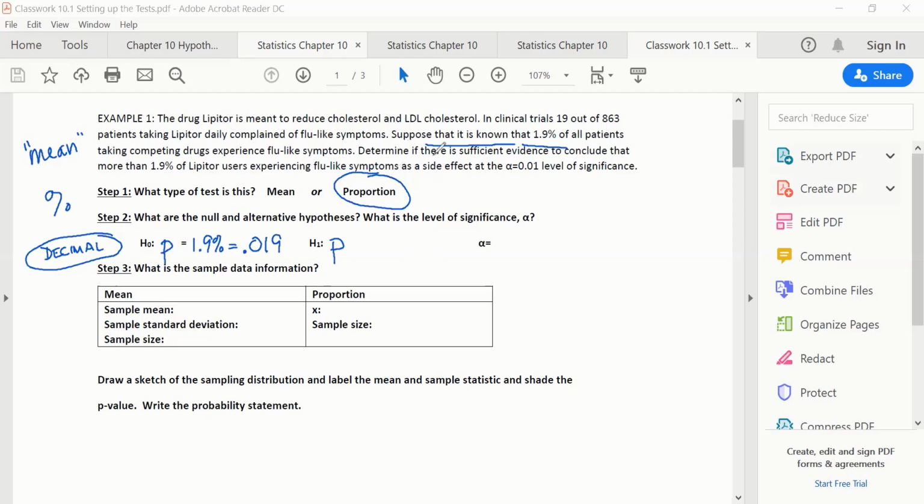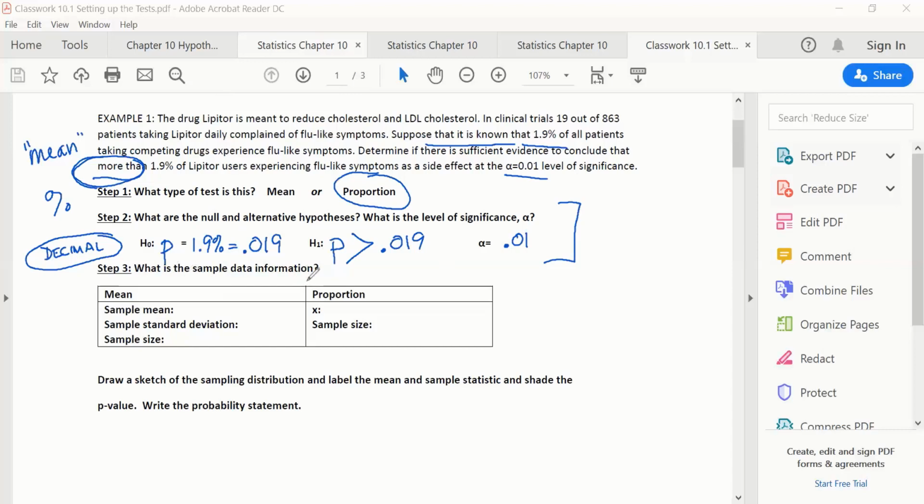So now as we read through, we want to see if there's sufficient evidence to conclude that more than 1.9% experience the symptoms. So this will be a greater than test. And notice the number is exactly the same for H1 and H0. And then we just look for alpha for our significance level. So the reason I set it up this way is now all you have to look at is this to finish the problem. It's all set up for you. And you don't have to go back into the words, which can be very confusing.